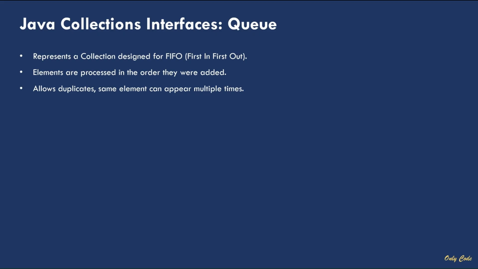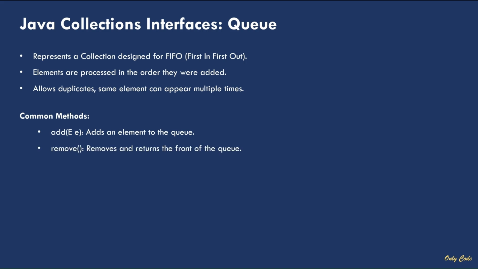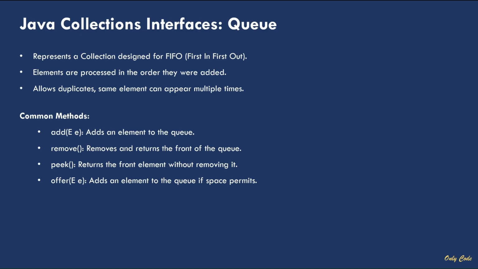Common methods in queue interface include add, adds an element to the queue. Remove, removes and returns the front element from the queue. Peek, returns the front element without removing it from the queue. Offer, adds an element to the queue if space allows and returns false if it cannot be added. Poll, removes and returns the front element or returns null if the queue is empty.